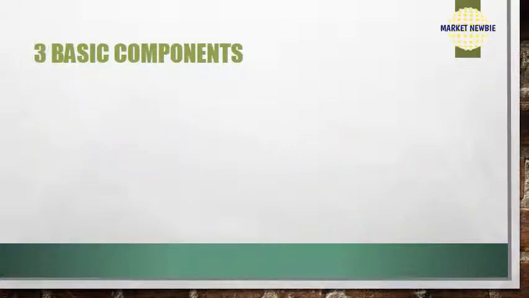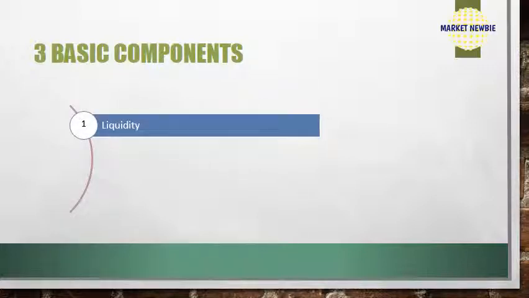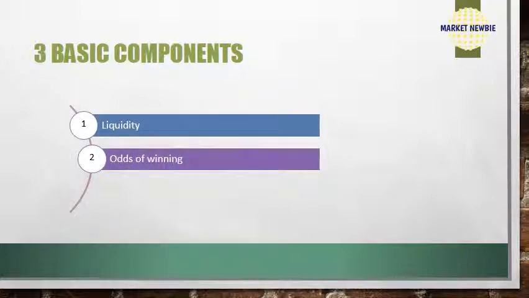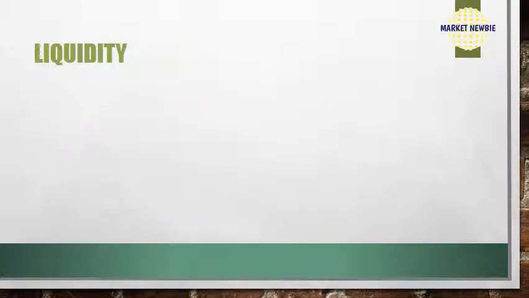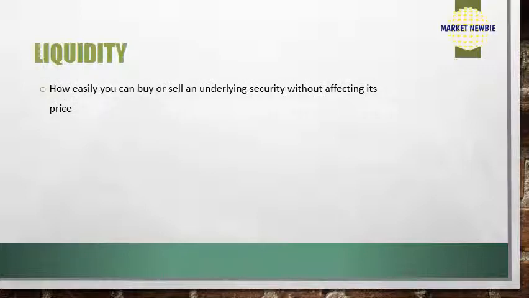Basically, there are three components in risk management. That is liquidity, odds of winning, and maximum loss per trade. The first one we want to discuss is liquidity. Liquidity is how easily you can buy or sell an underlying security without affecting its price.